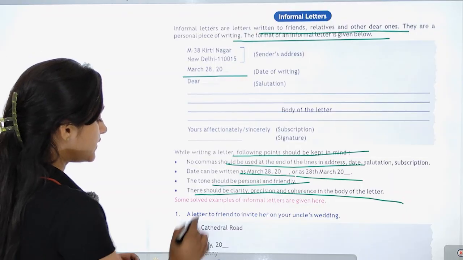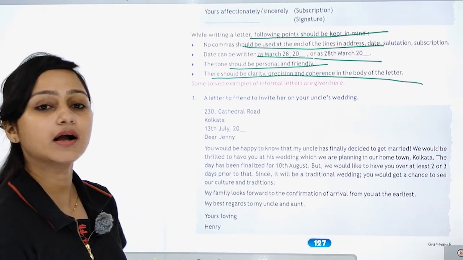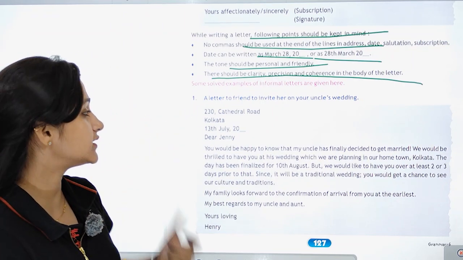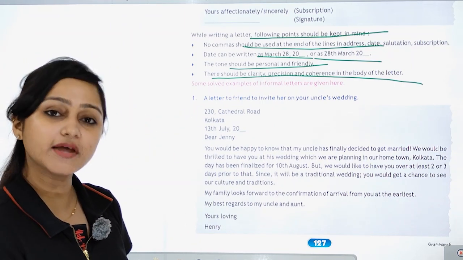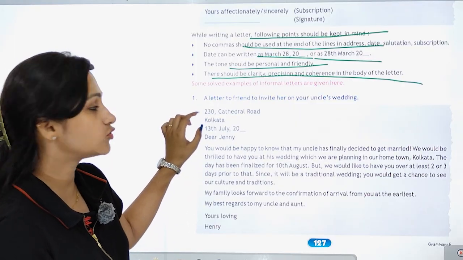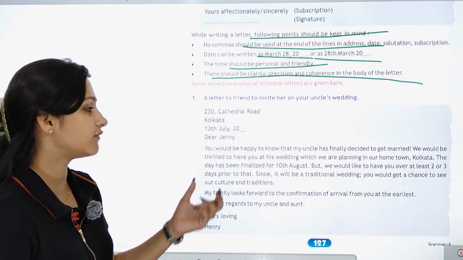Now here is the solved letter that you can see. A letter to a friend to invite her to uncle's wedding. So you have to write the address, 230 Cathedral Road, Kolkata. Below that the date. Sender's का address लिखना है यहाँ पे हमें, जो letter भेज रहे हैं उसका address लिखते हैं. Below that date. Below that dear Jenny. Below that body of the letter.